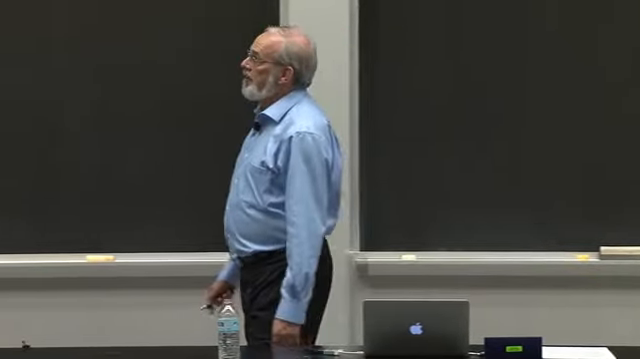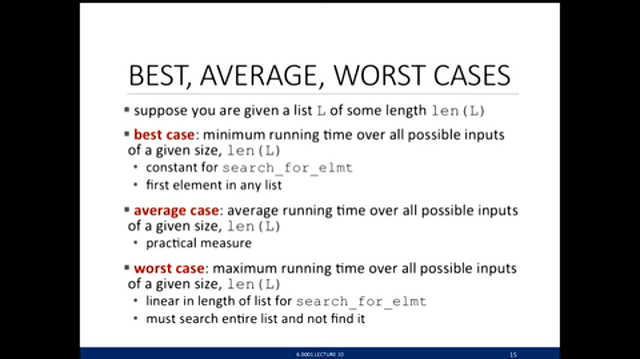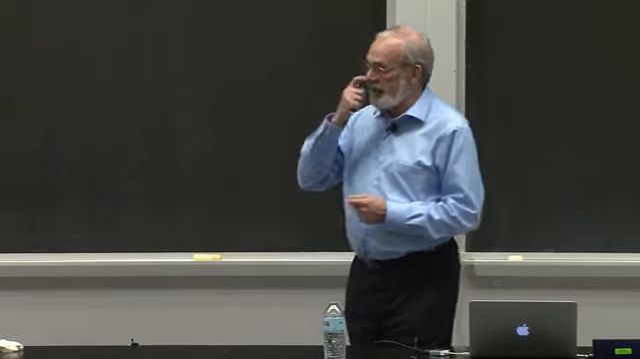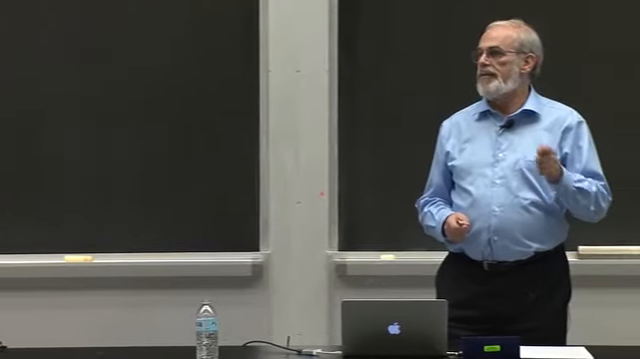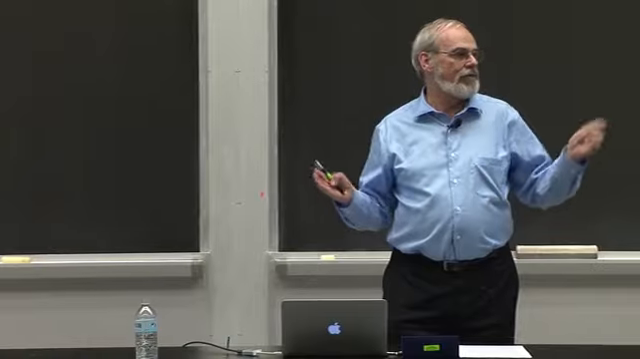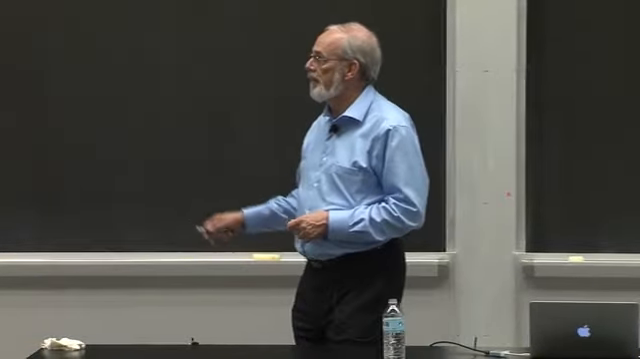But usually when we talk about complexity, we're going to focus on the worst case behavior. So to say it a little bit differently, let's go back to my example. Suppose you're given a list L of some length of L, we'll call that n if you like. Then my best case would be the minimum running time. And in this case, it would be for the first element in the list. And notice in that case, the number of steps I take would be independent of the length of L. That's great. Doesn't matter how long the list is. If I'm always going to find the first element, I'm done.